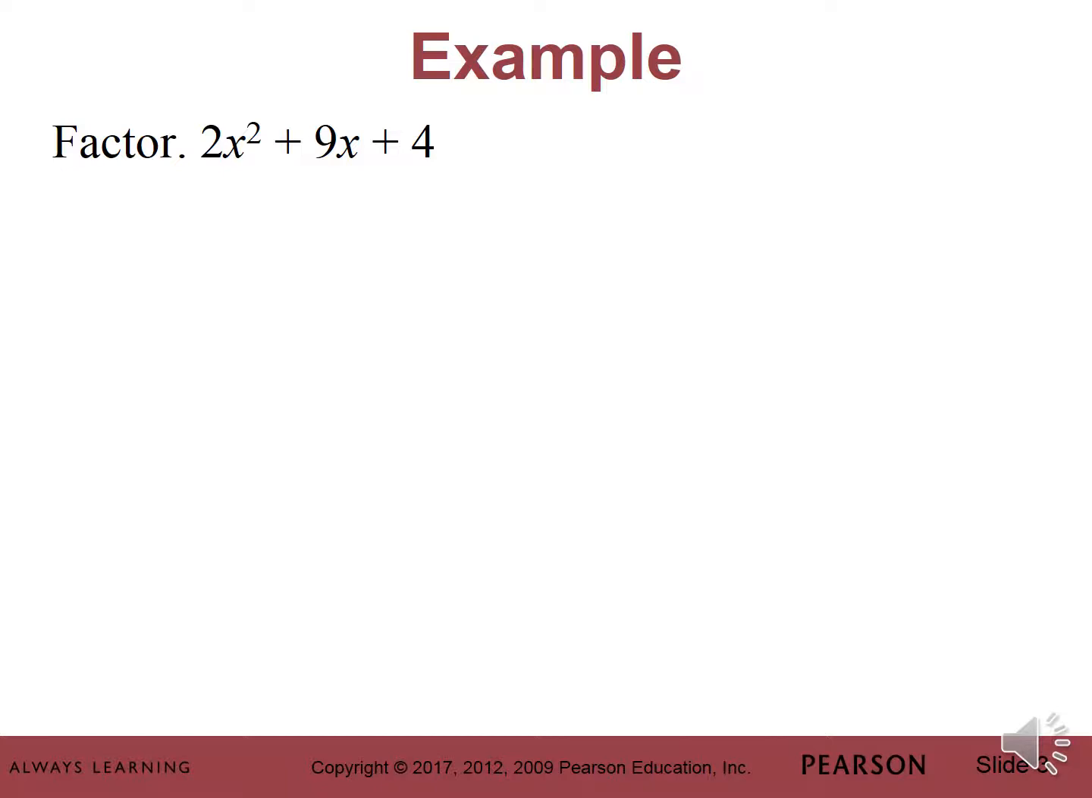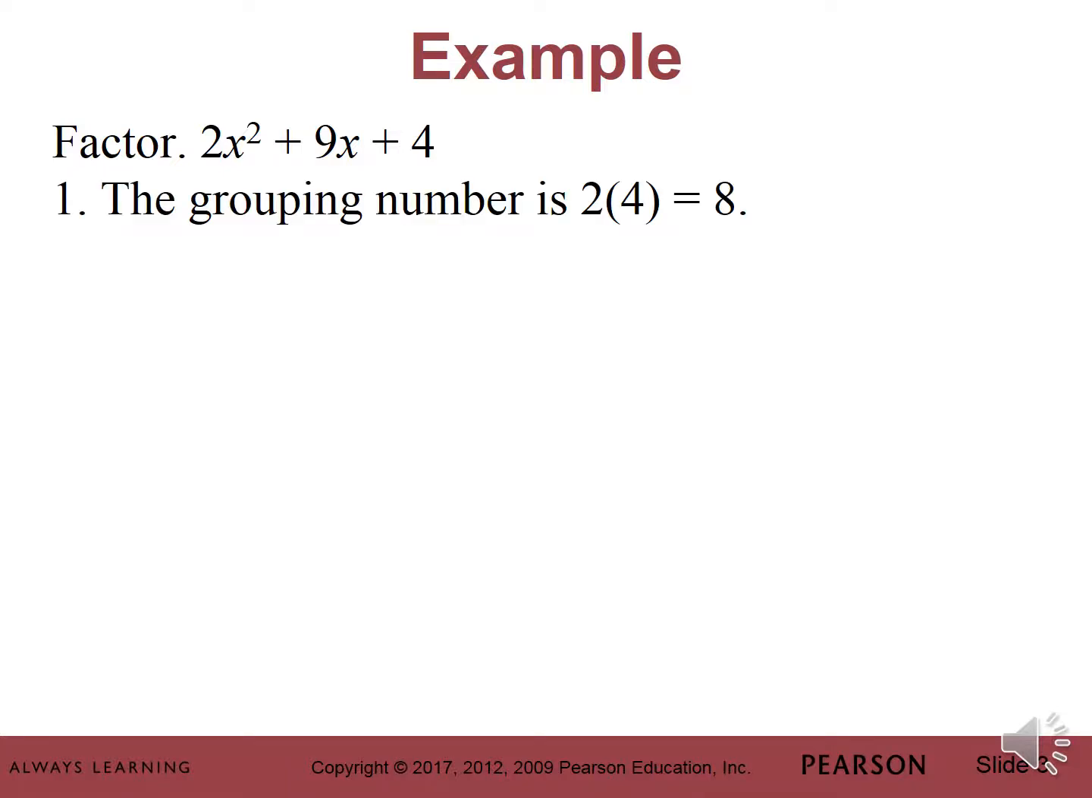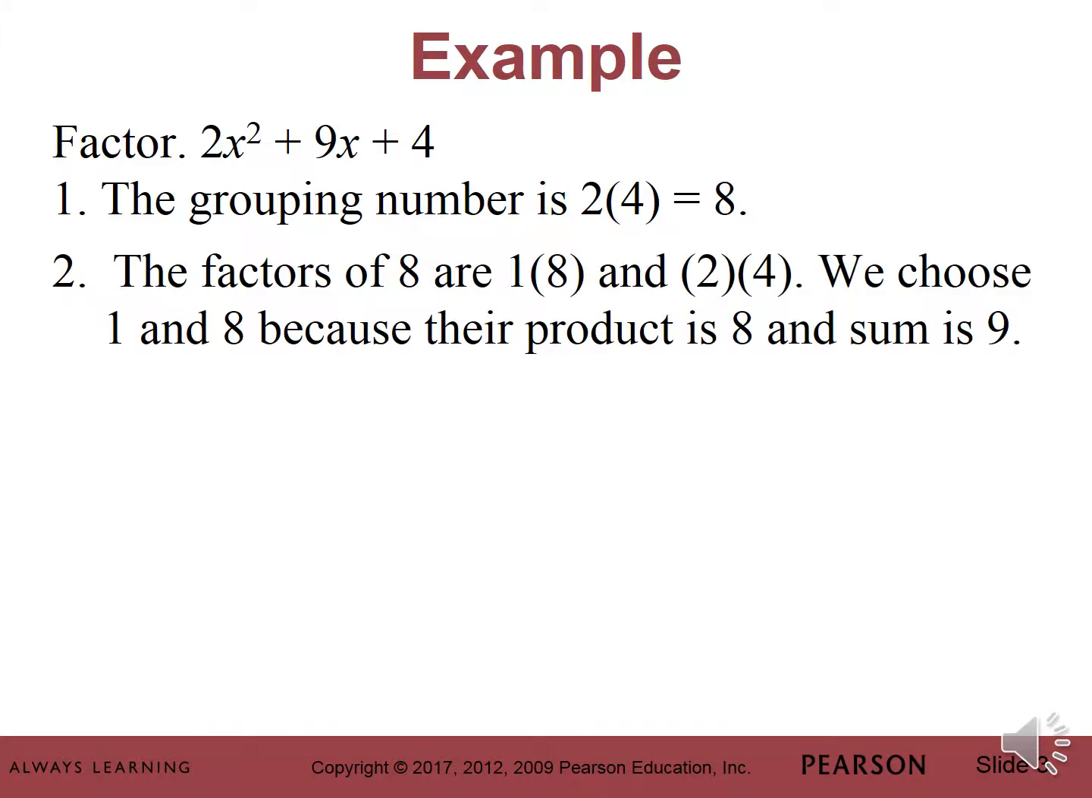So we're going to factor this trinomial here using this method. Well, what's AC? What's the product of the first and third coefficients? Well, it's 2 times 4, or 8, correct? And then we need all the factors of 8. What are the factors of 8? Well, 1 times 8, 2 times 4. That's it. Now, we choose 1 and 8 because their product is 8 and their sum is 9, right? That's B. So that's the one we want.